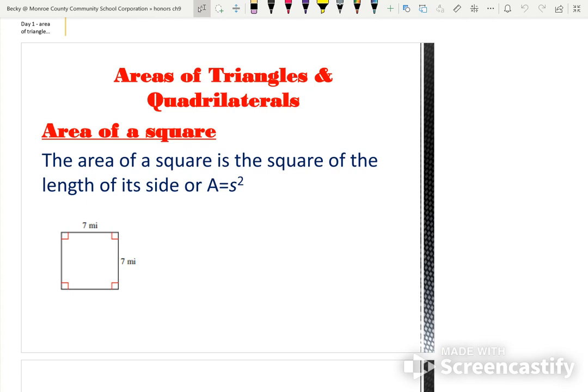Hi, today we're going to talk about areas of different polygons. And we're going to start today pretty simply with just the area of a square. Whenever you have the S, that just means the side length.